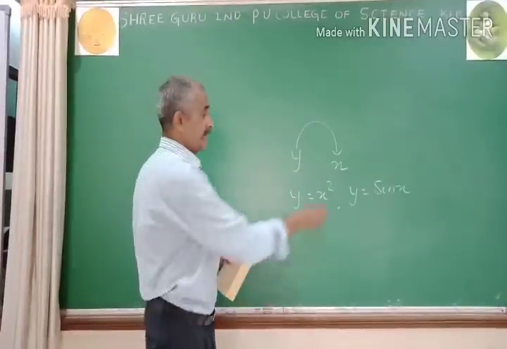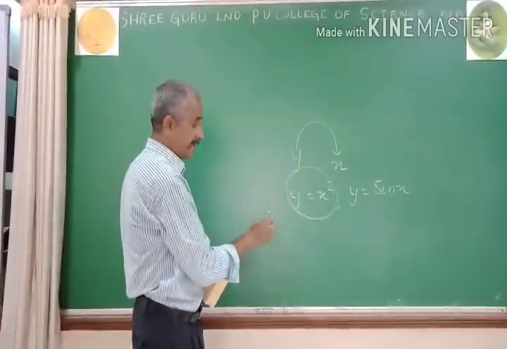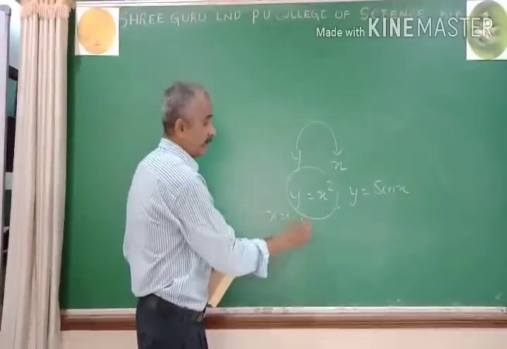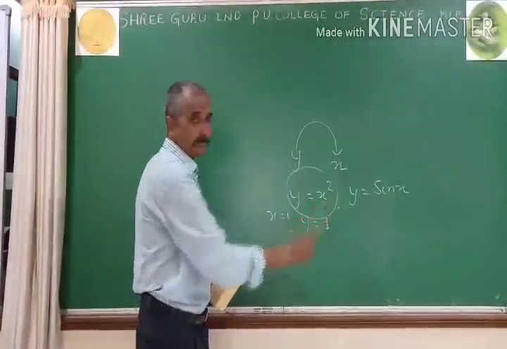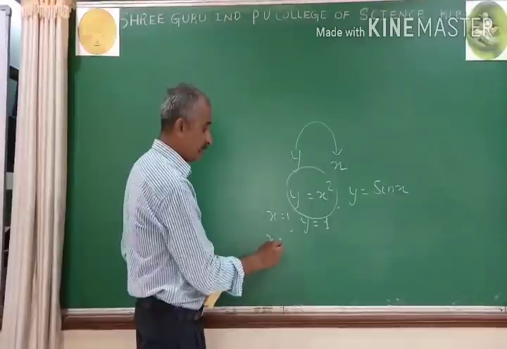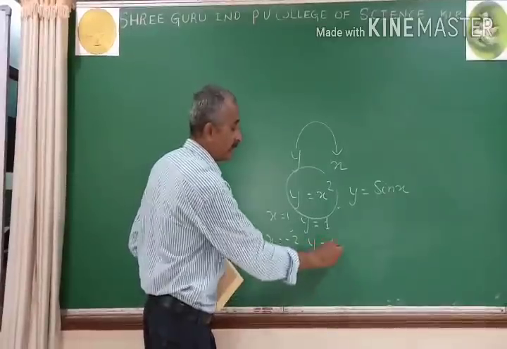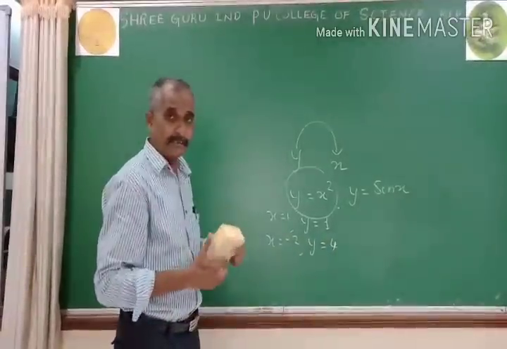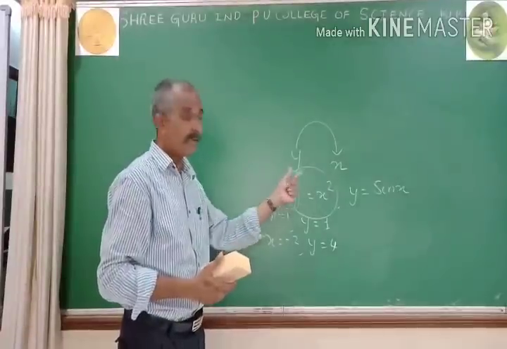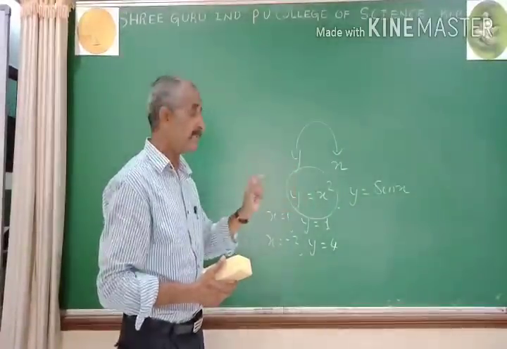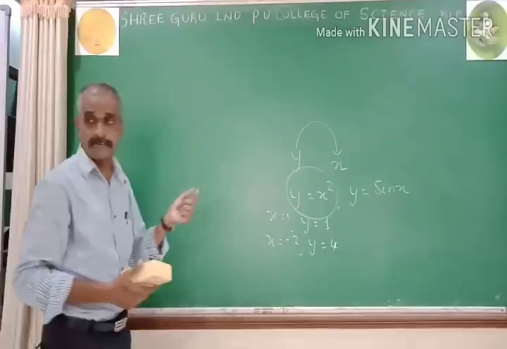For example, in this case, if I take x equal to 1, y becomes 1 square, nothing but 1. If I take x equal to minus 2, y becomes minus 2 whole square, nothing but 4. So here we can calculate the value of y directly from the value of x. Such a function is called an explicit function.